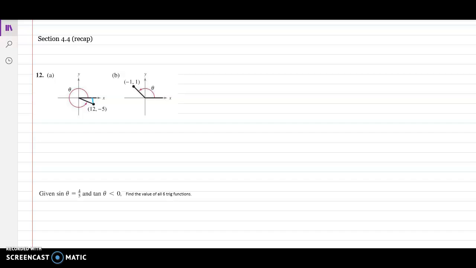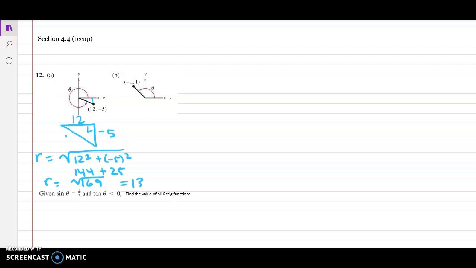We are given x and y. We need to find what r is. So I'm just going to make another one down here so we can look at it. So this is 12. This is -5. Our right angle will be here. So to find r, it is going to be the square root of 12 squared plus -5 squared. 144 plus 25, 169, which means r is 13.